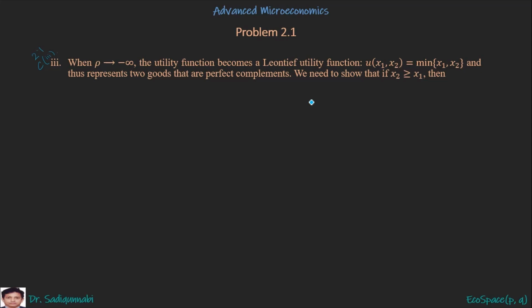So here is our limit function. We need to show that if x2 is greater than or equal to x1, that means x1 is the minimum, then the limit function is equal to x1. If we can show this, then we can prove that this limit, rho tends to minus infinity, creates a linear Leontief utility function which is L-shaped.